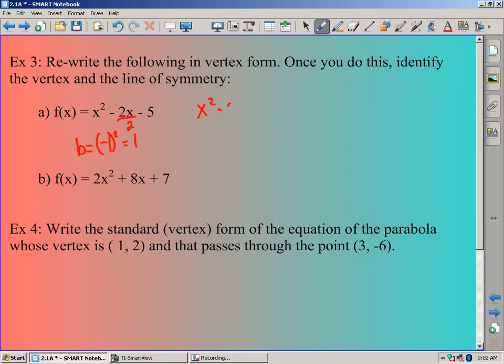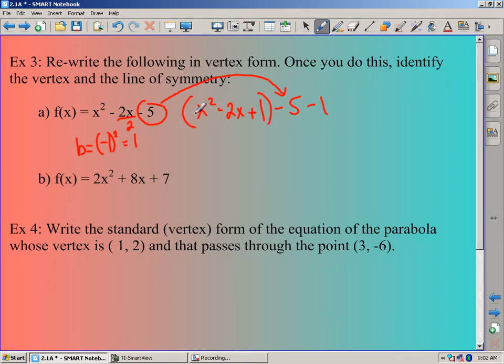So when I complete the square, I'm going to add on 1. But then I have to remember the negative 5 that was sitting out here. If I add 1, I don't want to change the problem any, so I also have to subtract 1. This is the term I want to deal with. This is going to be a perfect square.